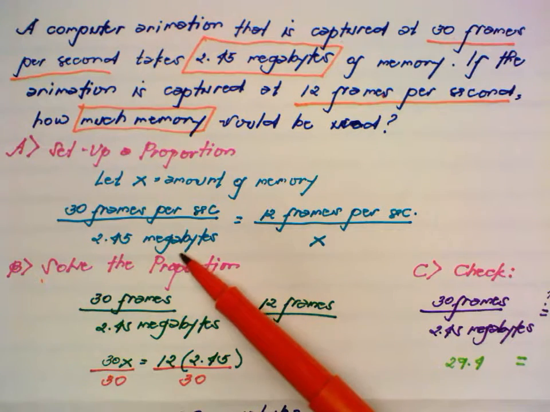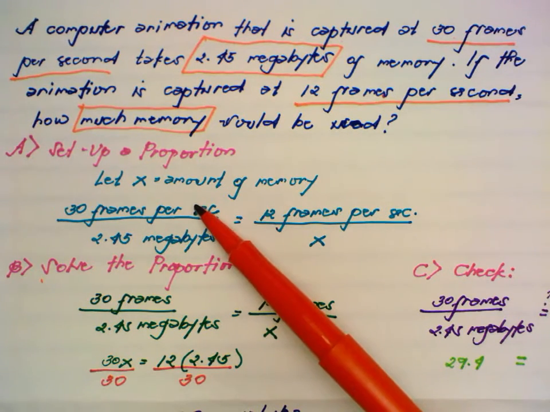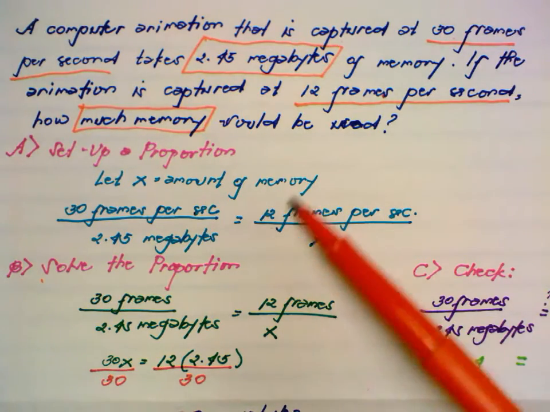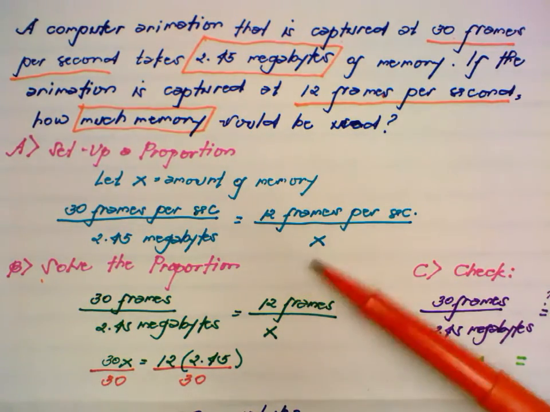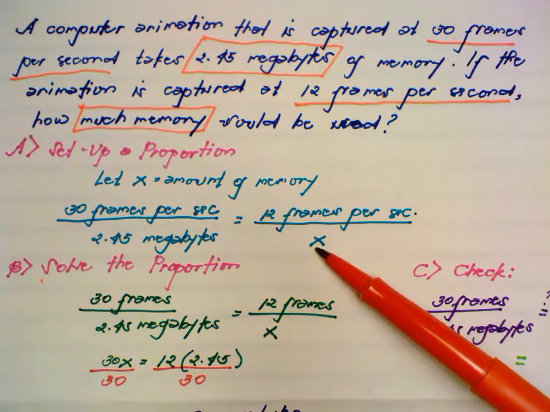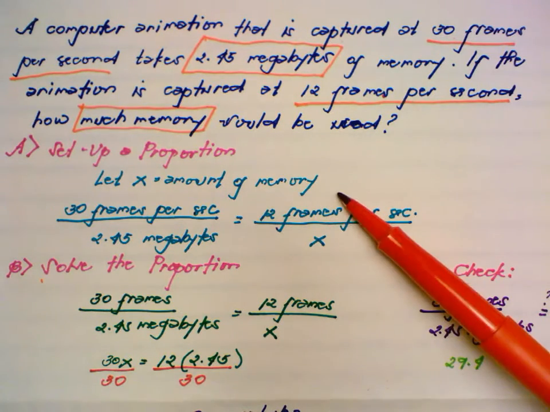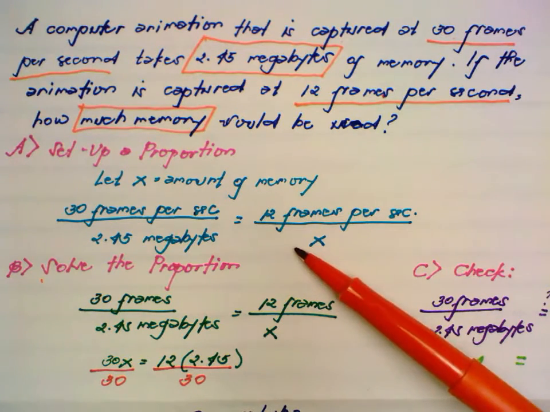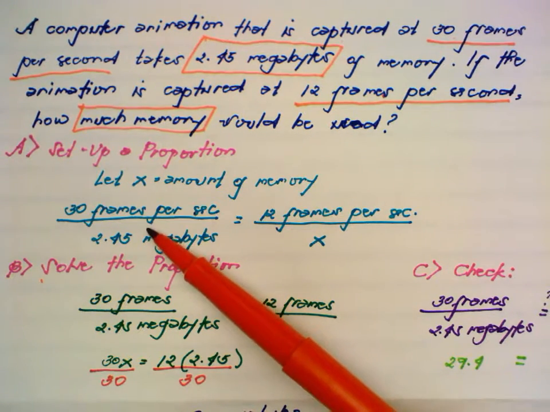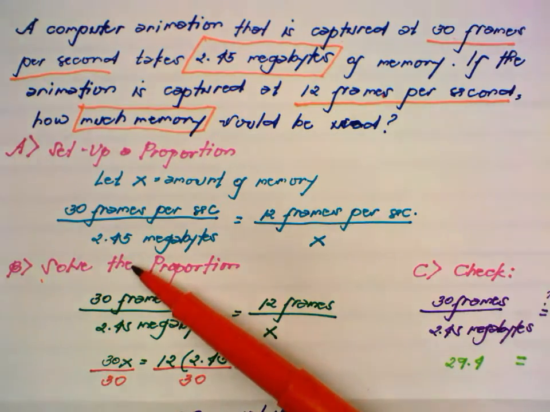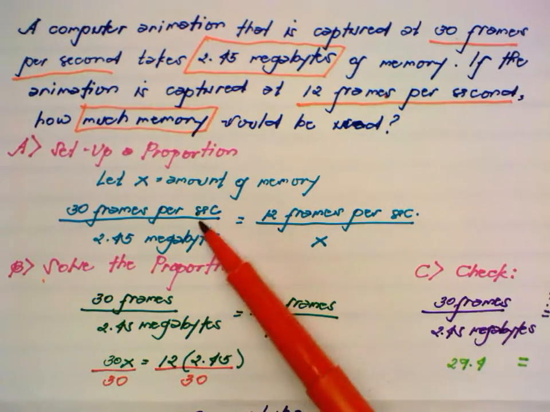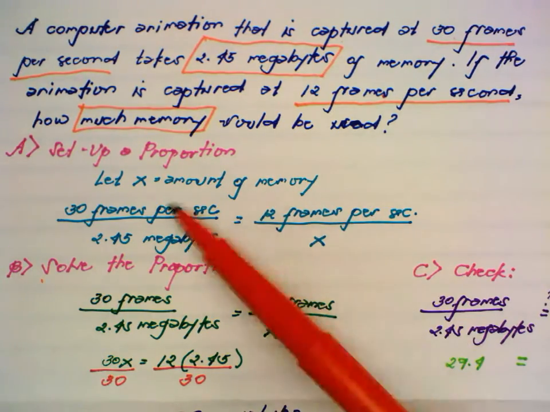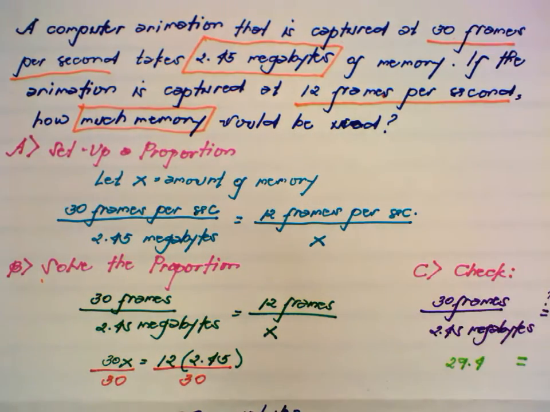What if I put megabytes on top? What does it mean for this second ratio? It means your X, which is in megabytes, should be on top as well, and your 12 frames per second should be at the bottom. Same thing with 30 frames per second, which is at the bottom. What I'm trying to say is, be consistent as to where you put your units.